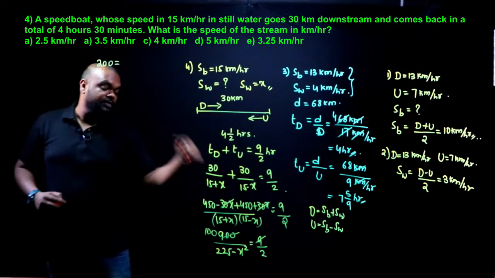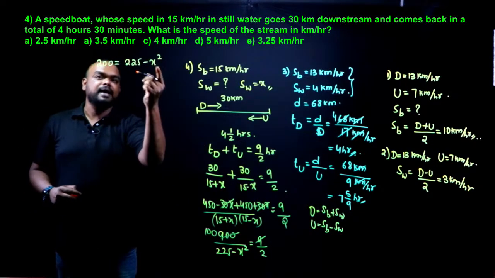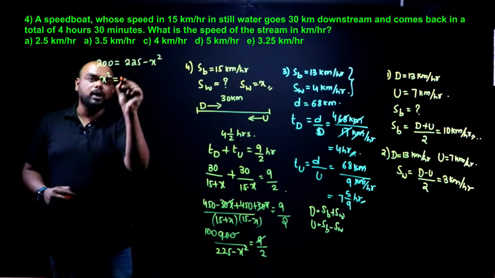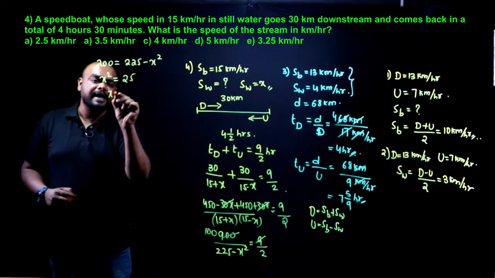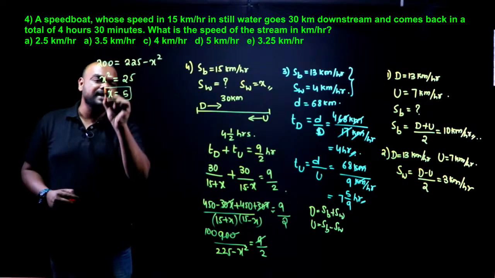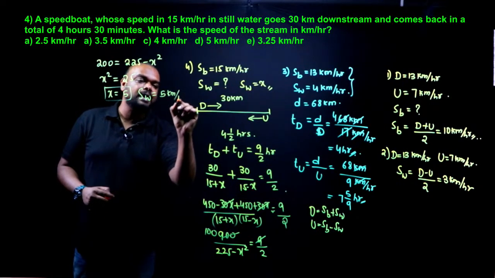This goes to the other side. 225 minus x square, x square comes to this side, 200 goes to that side. 225 minus 200 will be 25. Then x value must be 5. That is the speed of water. Speed of water is 5 km per hour.